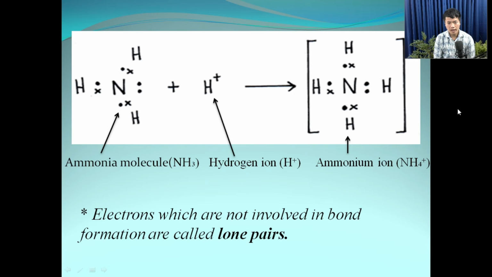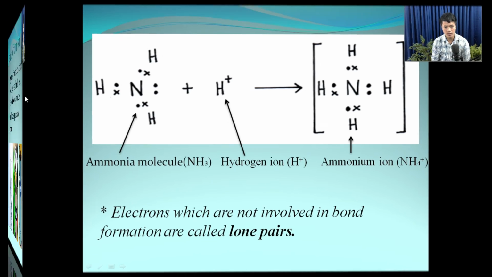And we should know that electrons which are not involved in bond formation are called lone pairs. Here we can see that in the ammonia molecule, nitrogen has, let's see, 1, 2, 3, 4, 5 electrons in its outermost shell, and it shares 3 electrons with hydrogen, and 2 electrons are still free. These 2 electrons which are free are known as the lone pair.